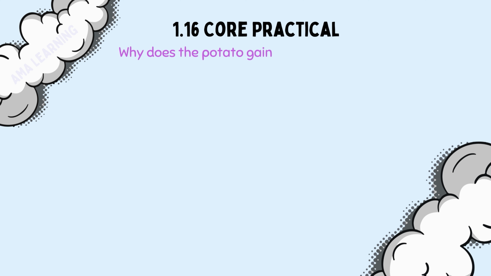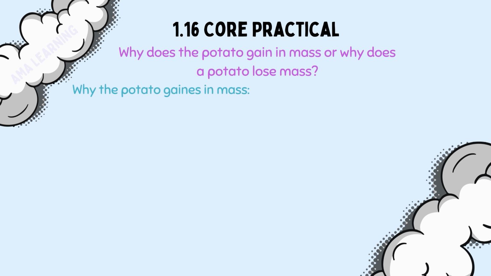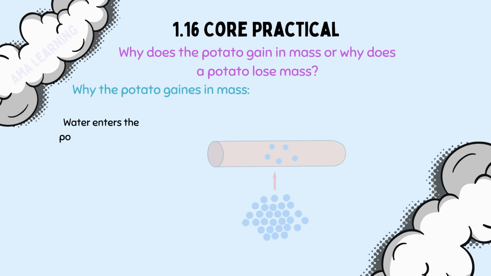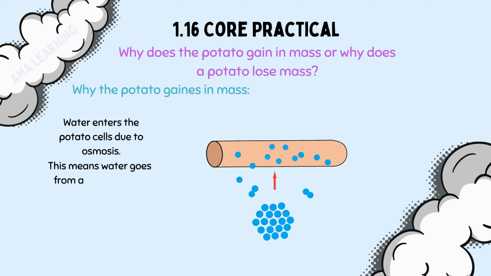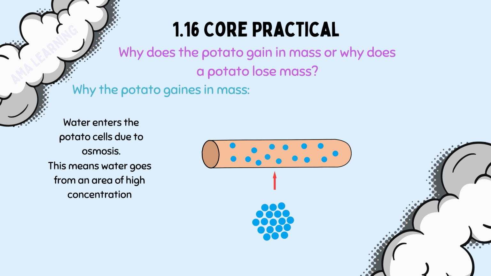Why does the potato gain in mass, or why does a potato lose mass? This is a very common exam question. Let's initially look at why the potato gains in mass. You must mention the following to get full marks. Water enters the potato cells due to osmosis. This means water goes from an area of high concentration, this is referring to the water outside the cell, to an area of low concentration, the water that is inside the cell, through a partially permeable membrane.